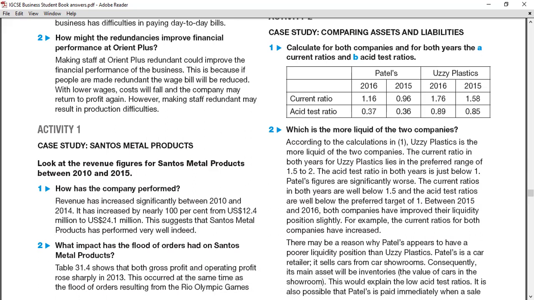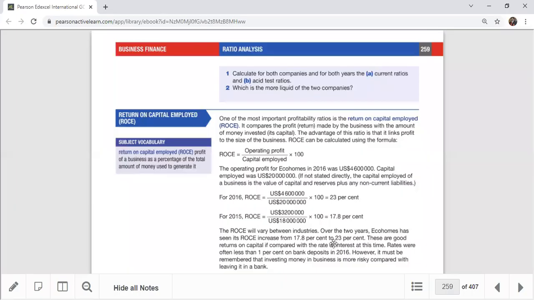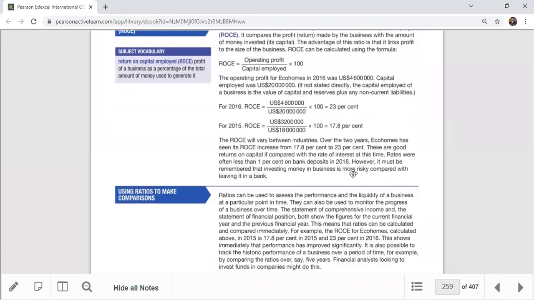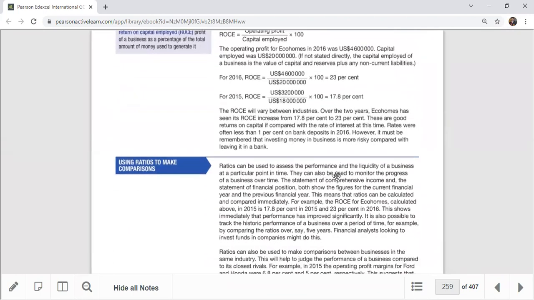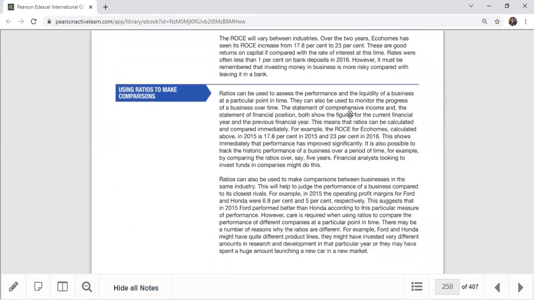We talked about two liquidity ratios, the current ratio and the acid test ratio, right? When you're using ratios to make comparisons, right? So this one I invite TJ, can you read again?